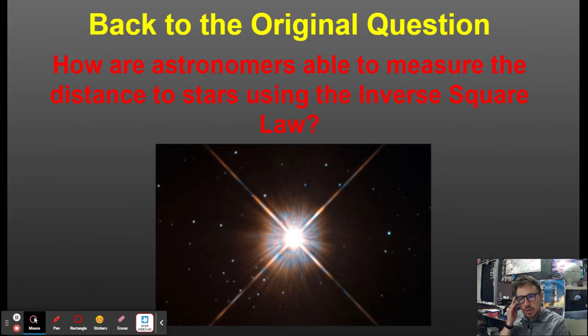So now let's answer this question: how are astronomers able to measure the distance to stars using the inverse square law? So that's the same thing. Light follows that intensity, the inverse square law. So if we know the absolute brightness of a star, well, based on how bright it is here on Earth, we can measure that distance, right? And we learned about Cepheid variables. Those are certain stars that pulse at a certain rate proportionate to how bright they are, and this is how we were first able to determine the distances between galaxies and give us that cosmic measuring stick.